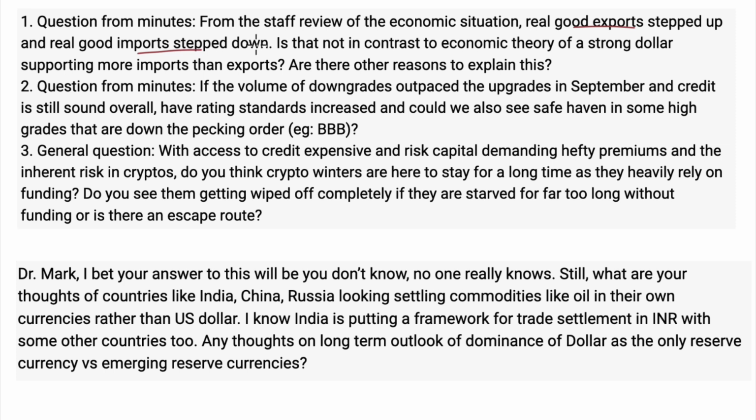Next one, if the volume of downgrades outpaced the upgrades in September and credit is still sound overall, have rating standards increased? I don't know. I don't think so. And could we also see safe haven in some high grades that are down the pecking order, like triple B? I'd say low grades or high yields. Well, that's what the market is saying.